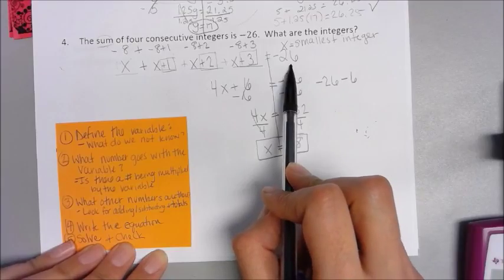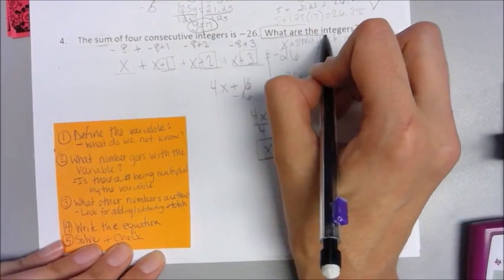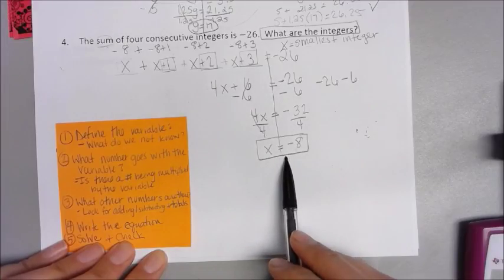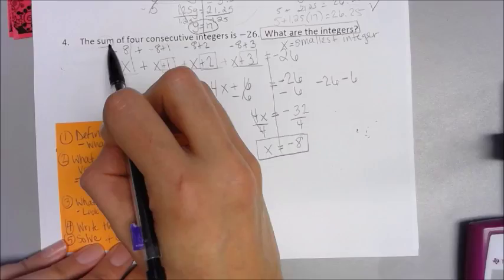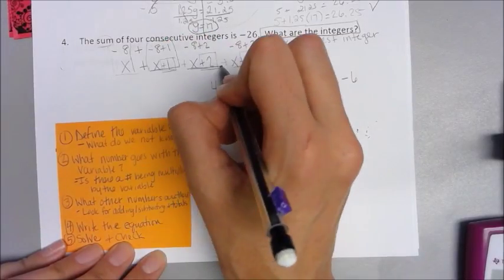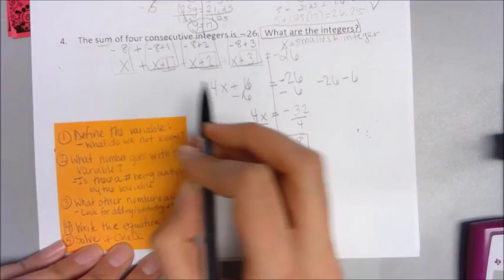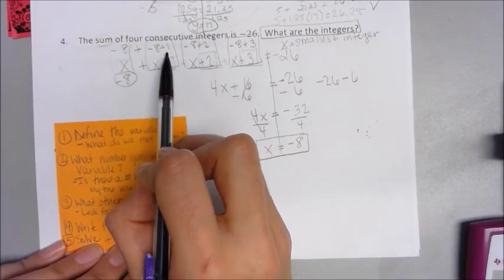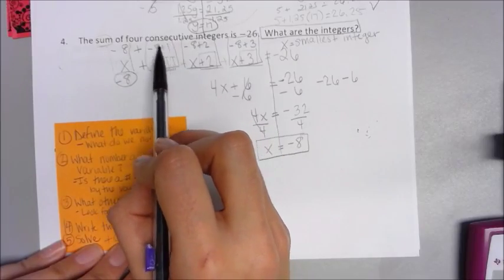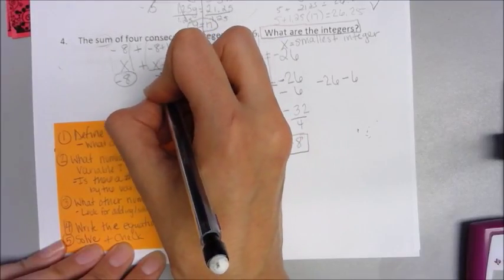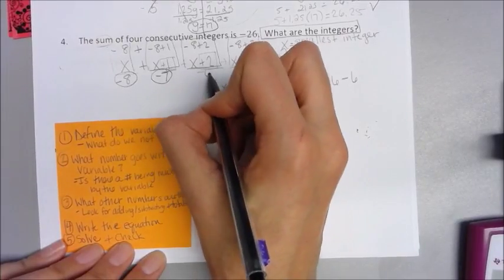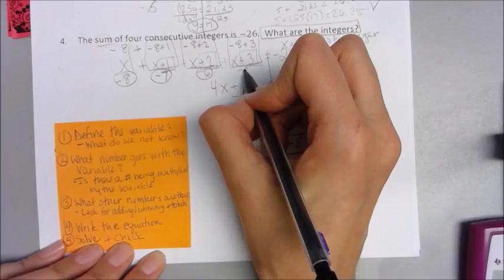But I didn't answer the question yet. So in this one, there's a specific question. We're actually trying to find what are all 4 integers. Right now, the only integer I know is x equals negative 8. So I'm going to look at each of these terms individually to find out what all 4 of those numbers are. So if this x is negative 8, that just equals negative 8. But this term is negative 8 plus 1. Now if I'm adding 1 to a negative, it gets closer to the 0 and I'm at negative 7. Negative 8 plus 2 is negative 6, and negative 8 plus 3 is negative 5.